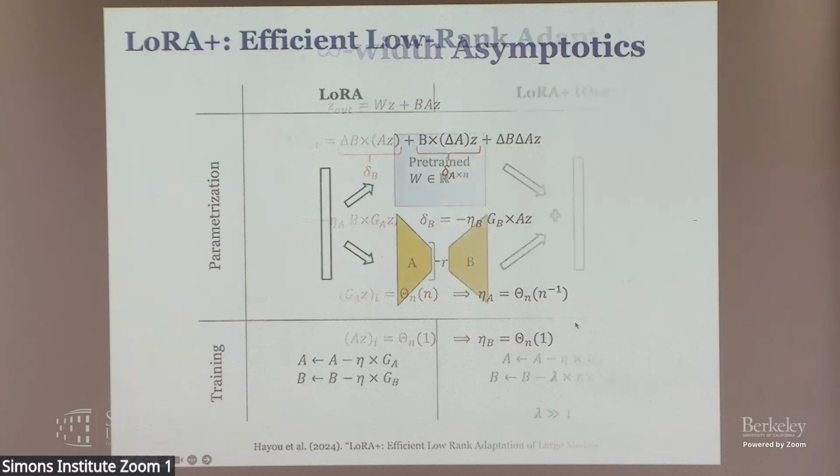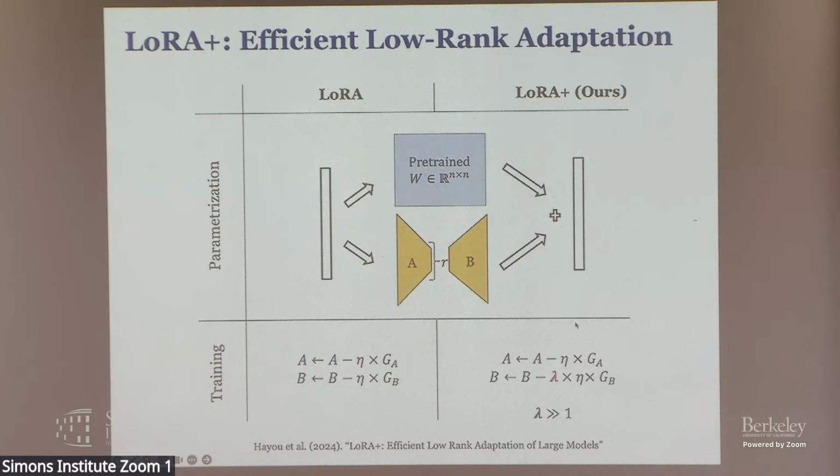And just to conclude regarding LoRa Plus, the only difference between LoRa and LoRa Plus, which is our method, is in the training dynamics. So we decouple the learning rates, and we set a lambda in front of the learning rate for B. So the effective learning rate for A is eta, and the effective learning rate for B is lambda times eta, where lambda is much larger than 1.